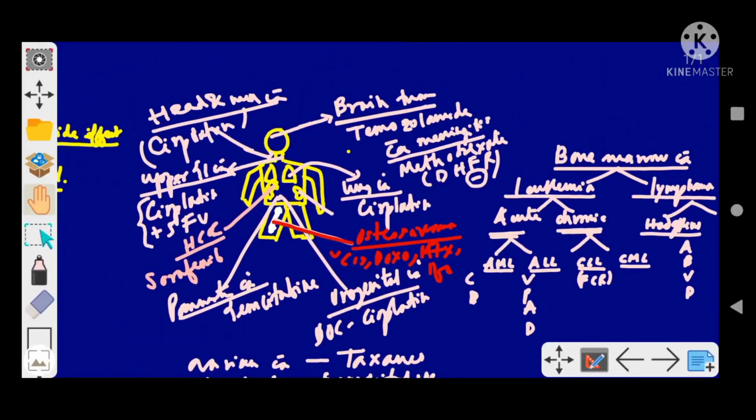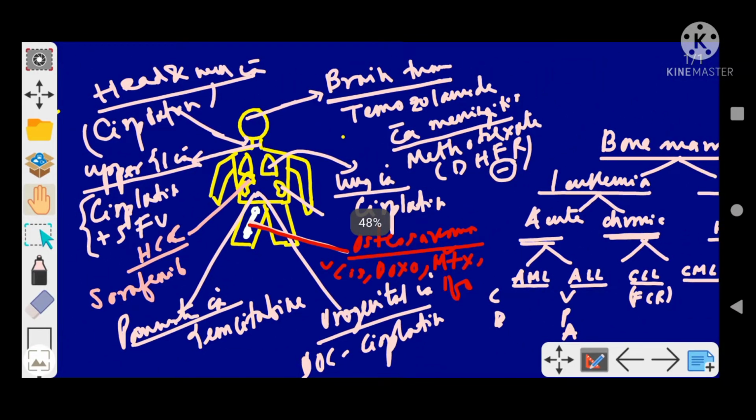Okay, see, for head neck cancer the drug of choice is cisplatin, right? I will start from brain. For brain tumor, it is temozolomide. For carcinomatous meningitis, it is methotrexate, which is a dihydrofolate reductase blocker. For head neck cancer, it is cisplatin. For upper GI cancer, cisplatin plus 5-fluorouracil. For HCC it is sorafenib. For pancreatic carcinoma, it is gemcitabine. For lung carcinoma, cisplatin. For osteosarcoma it is cisplatin, doxorubicin, methotrexate, ifosfamide, any two, right?